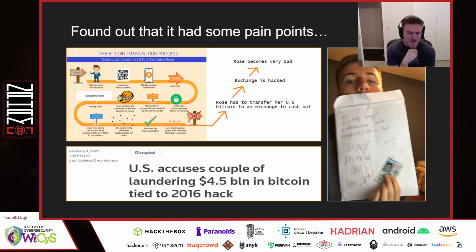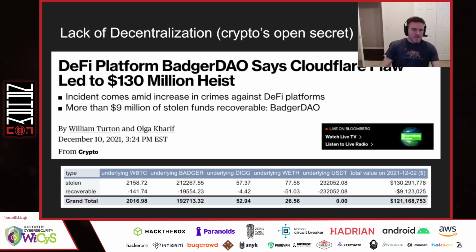Basically this just goes to show that even though all of crypto fundamentally and mathematically is very locked down and decentralized, there are still ways to go about hacking it, right? And this was the reasoning behind doing this research and moving into hacking crypto web apps. So crypto's open secret is this massive lack of decentralization, right?